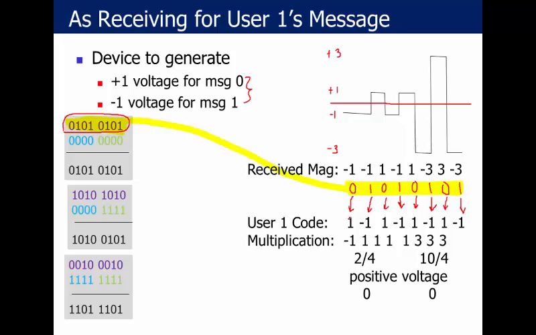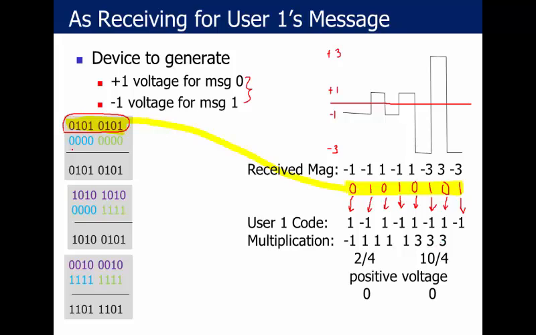So multiply. -1 times 1 means -1. -1 times -1 means 1. 1 times 1 means 1. -1 times -1 is 1. 1 times 1 is 1. -3 times -1 is 3. 3 times 1 is 3. -3 times -1 is 3.